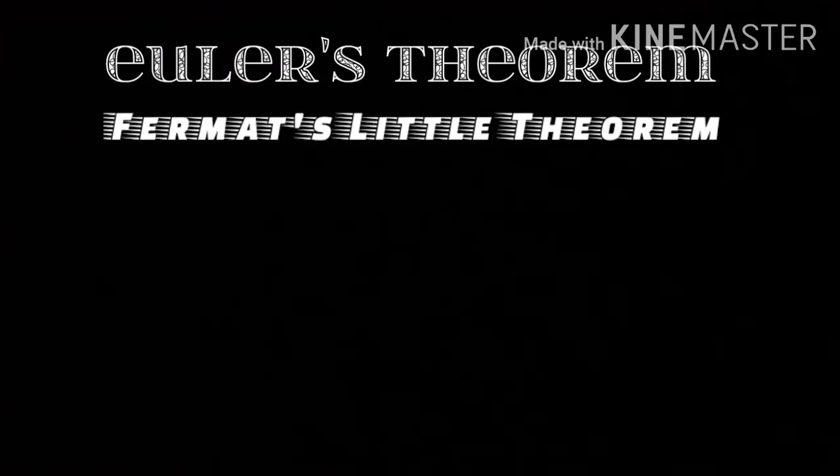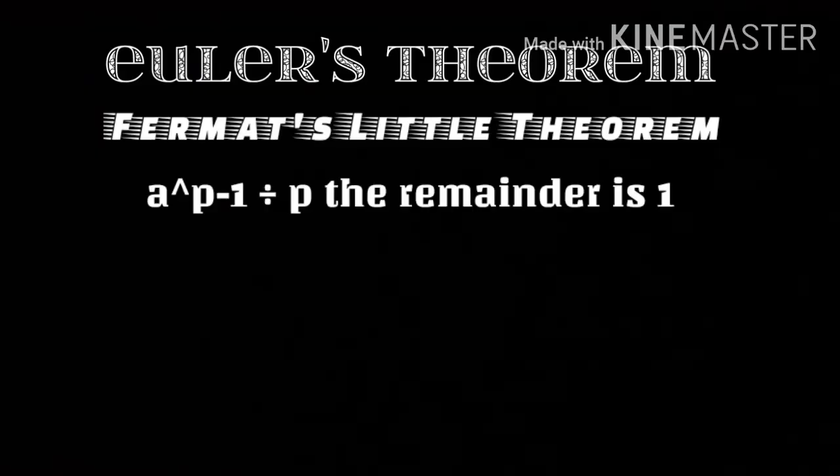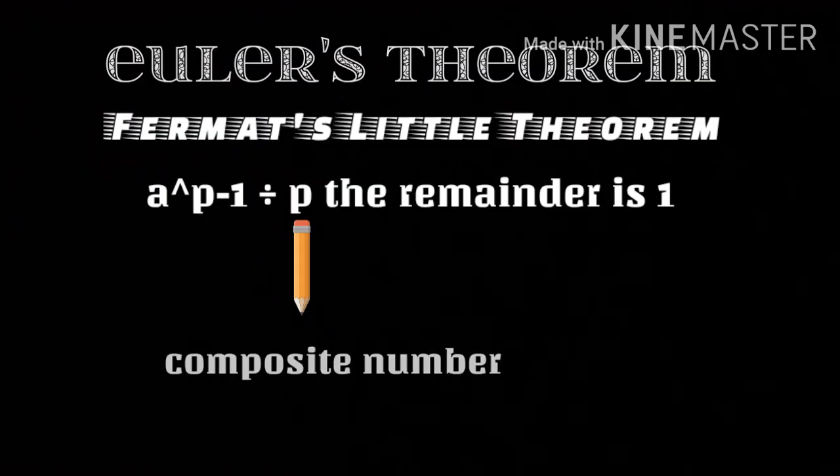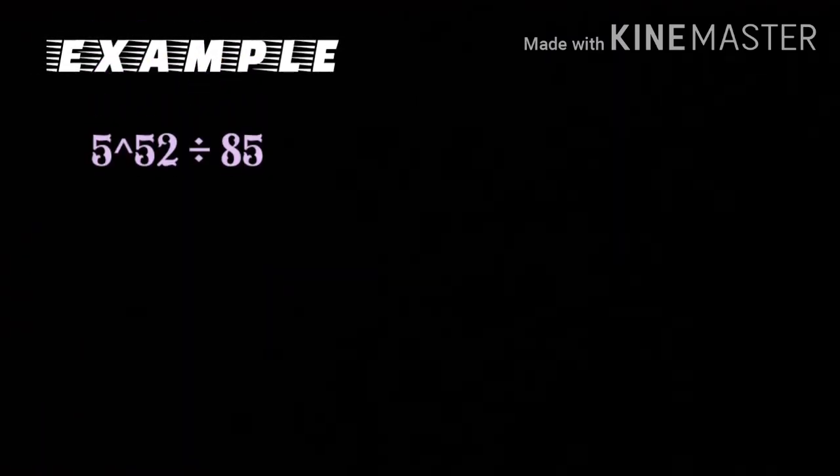We can now proceed with Euler's theorem. According to Fermat's little theorem, a raised to p minus 1 divided by p, the remainder is 1. What if our divisor is a composite number? For example, 5 raised to 52 divided by 85. 85 is a composite number. What should we do?